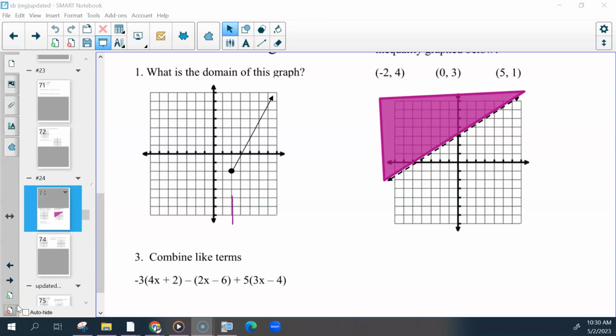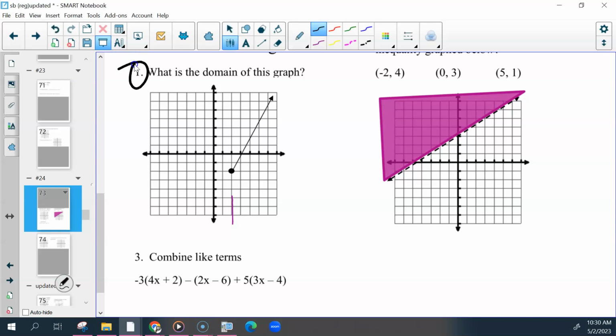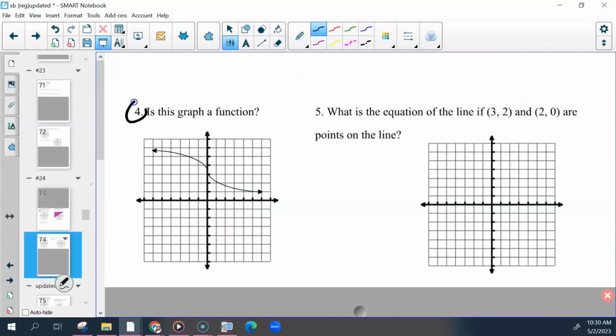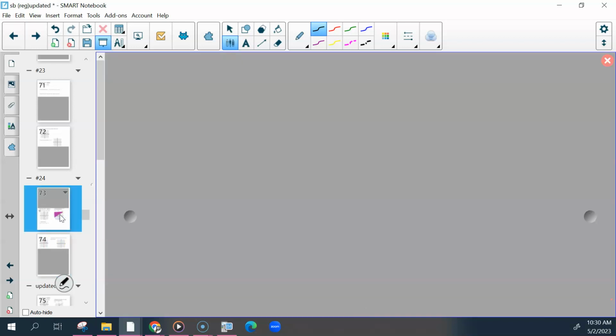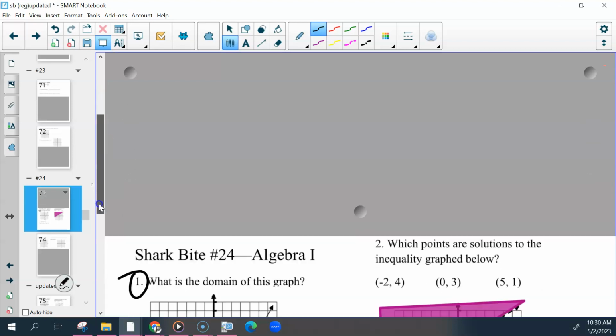On the shark bite, which numbers do we want to see, do, go over, have questions about? Number 1. Four. We have 1, we have 4, any others?